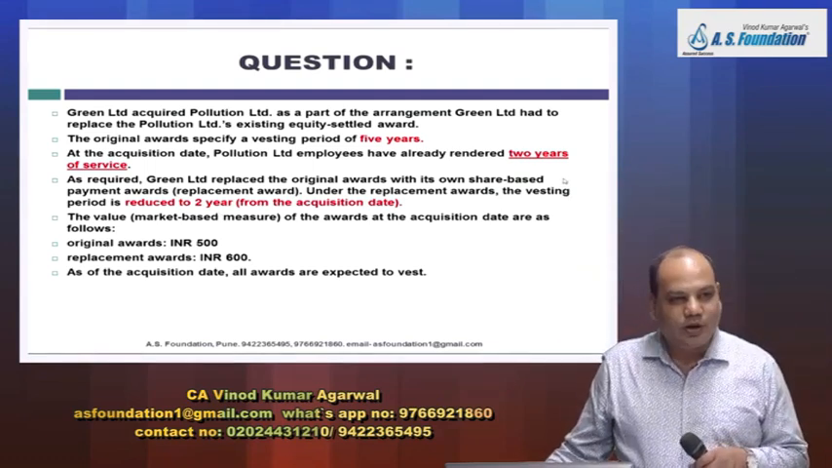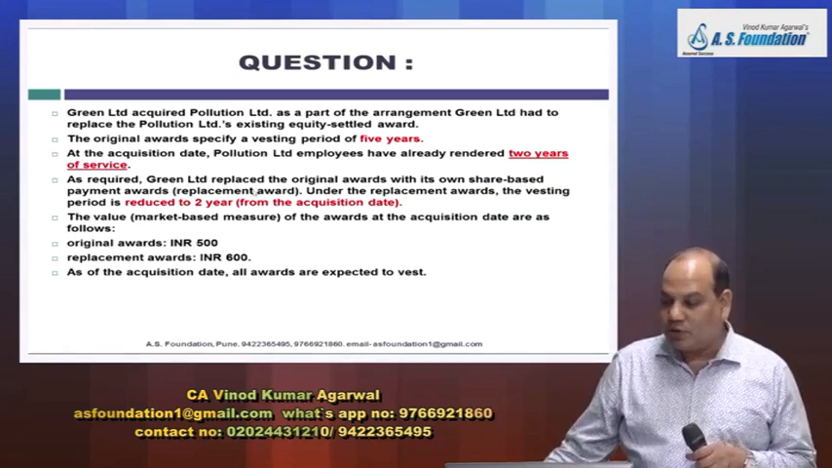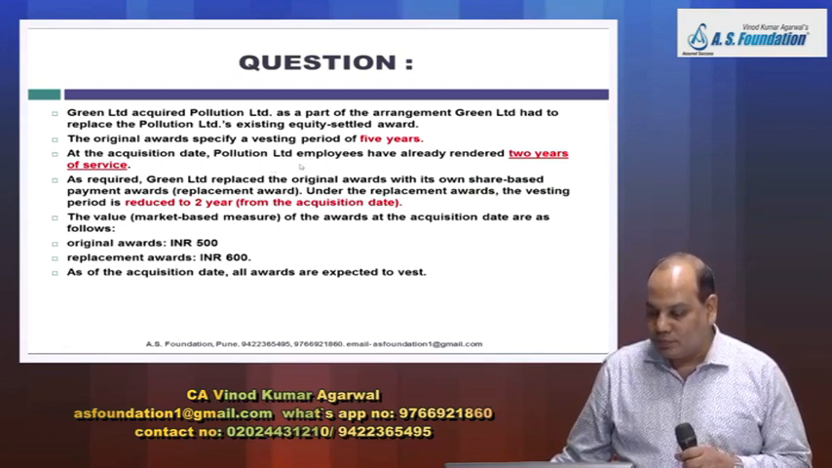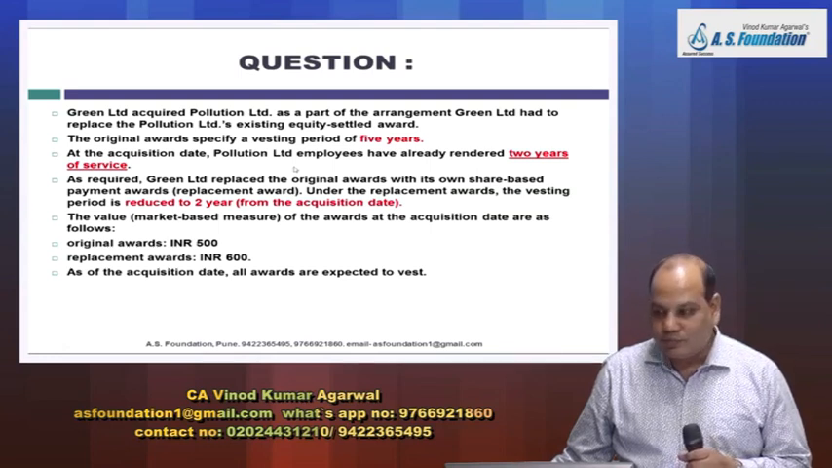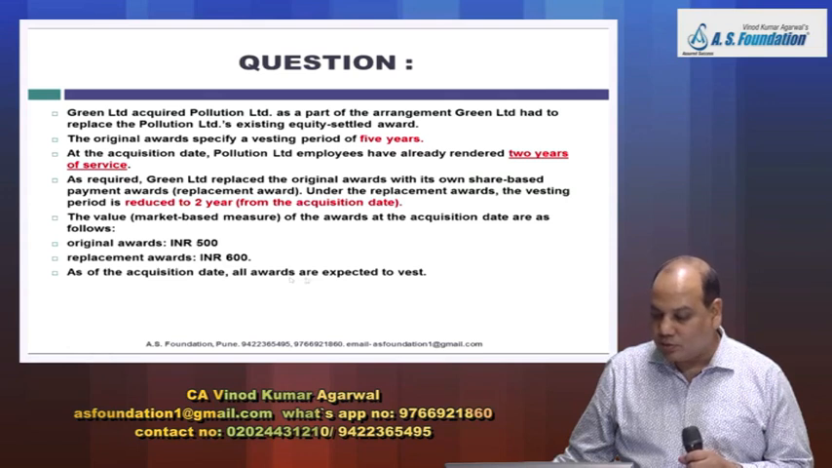So 2 already completed, plus 2 more, 4. But the original vesting period is 5. So we are going to treat 2 by 5 of the fair value of original award as pre-combination remuneration expense. So market value measure of the award on the acquisition date is 600. As on acquisition date, all awards are expected to vest.